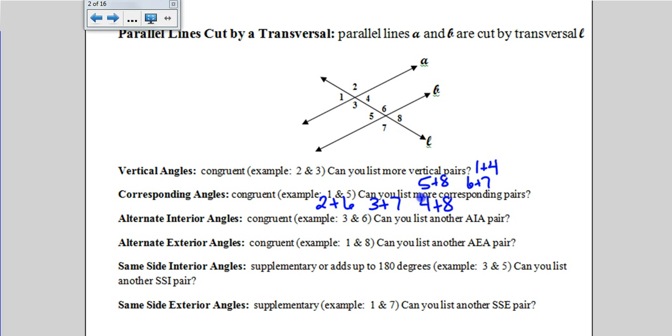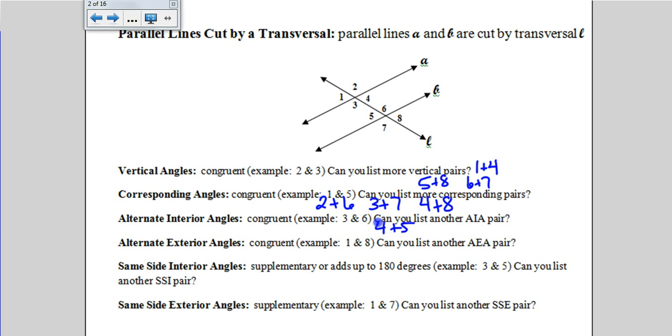Okay, alternate interior angles are also congruent angles. The example I can give you are 3 and 6. They're called alternate interior angles because they're on alternate sides of the transversal. One's on the right, one's on the left, but they're both on the interior of the parallel lines. So 3 and 6 is one pair, and the only other pair in the picture for alternate interior is 4 and 5.